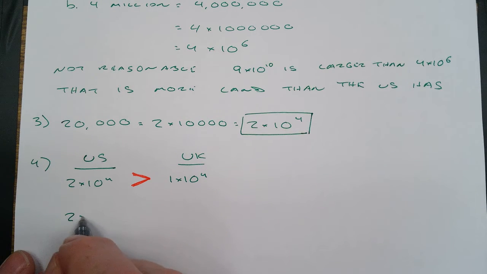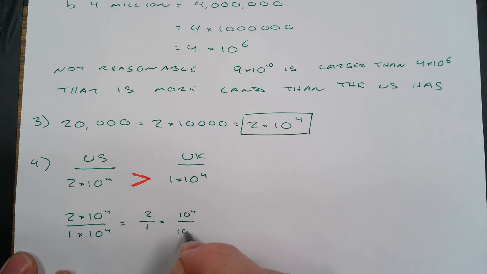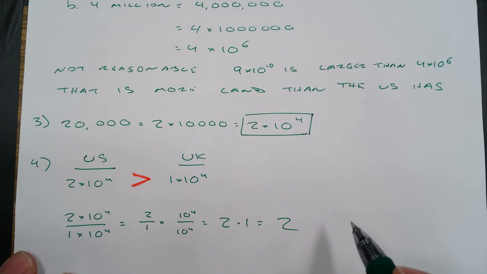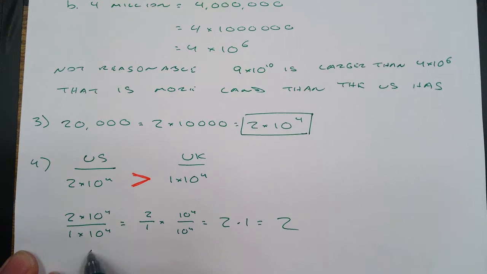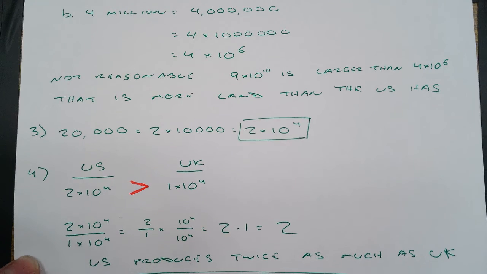To solve this, let's divide the US by the UK and see how many times more pollution we get. Split up, we get 2 over 1 times 10 to the 4th over 10 to the 4th. Well, 2 divided by 1 is 2. 10 to the 4th divided by 10 to the 4th: a number divided by itself is always 1. So we get 2. So the US produces 2 times as much, or twice as much, as the UK. That's our answer, number 4.